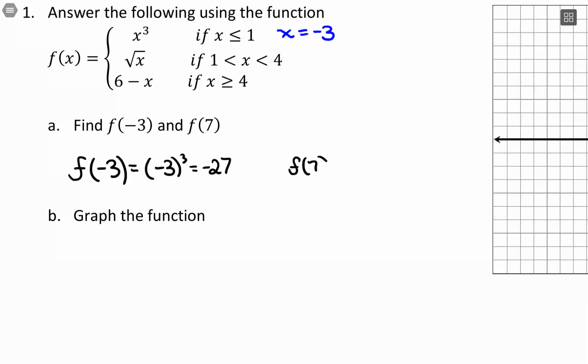For f of 7, I think x equals 7 will fit in this third function, where x is more than or equal to 4. So we would have 6 minus our input of 7, which is -1. So it can be nice to have a few coordinates so that when you're graphing, you can match up.